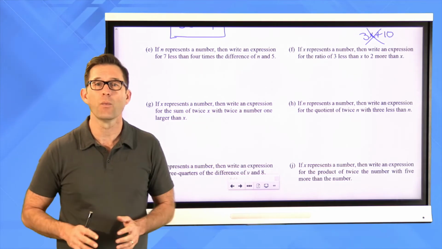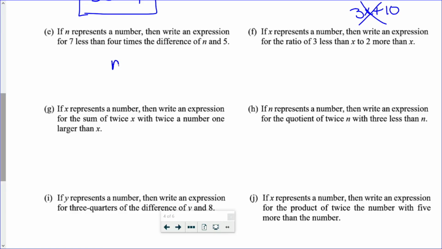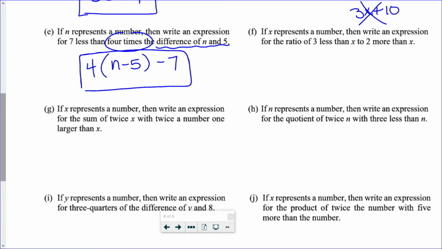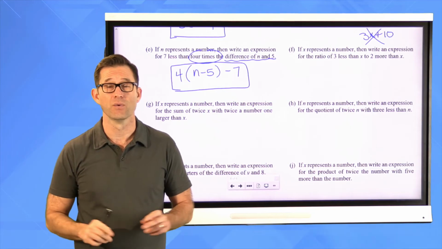That's exactly what I want to do, except I'm going to do it with the number n. I'm going to take the number n and I'm going to subtract 5. That's the difference of n and 5. Now I want 4 times that difference, so that's that, and now I want 7 less than all of it, right? So there's actually 3 things going on there, not just 2.